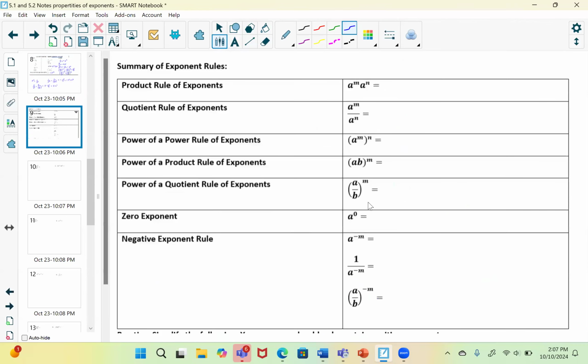And so there is a summary of the rules if you want to try to write them down, but that's where we'll start in class. So we'll go over the summary of all the rules and then practice with them all together in class.